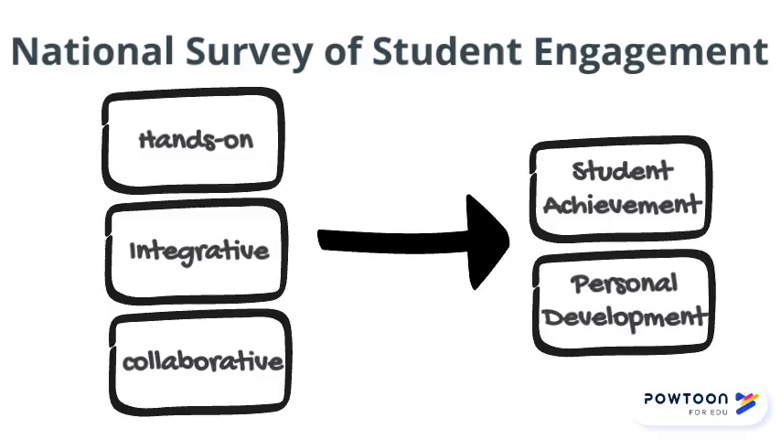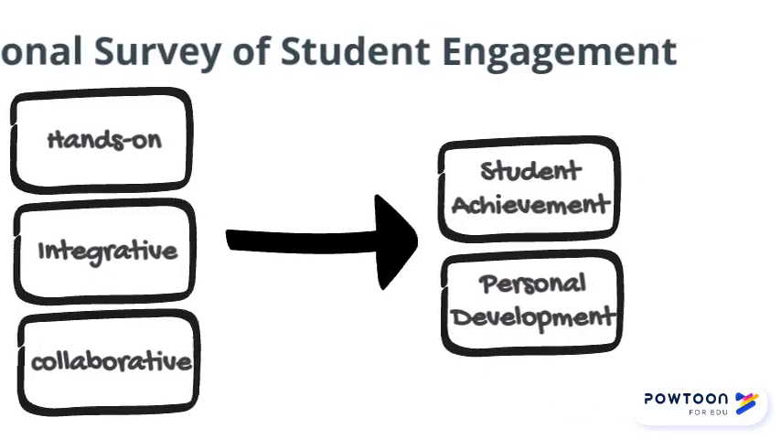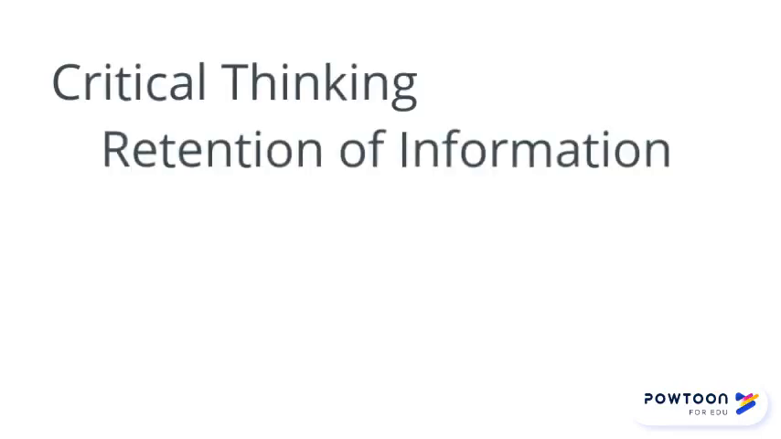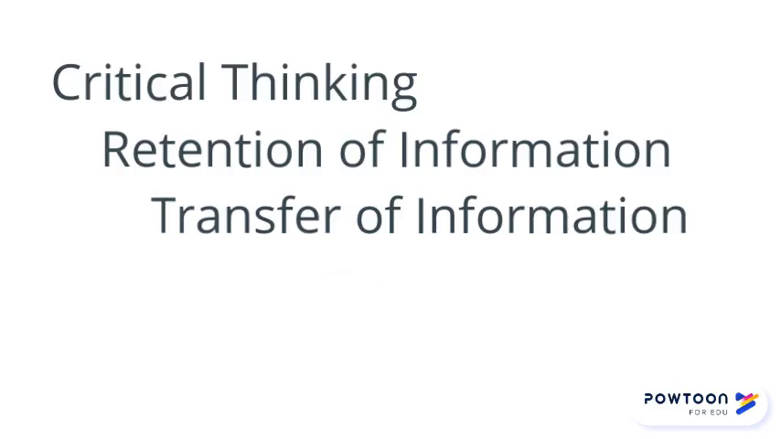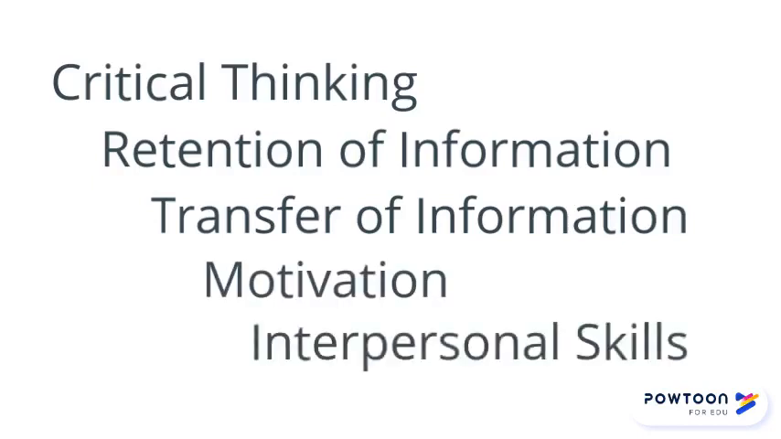Why these results? What is it about active learning that leads to increased student success? Well, according to Michael Prince's Does Active Learning Work? A Review of the Research, active learning improves critical thinking skills. It increases retention and transfer of new information. It increases motivation, and it has the secondary effect of improving interpersonal skills.